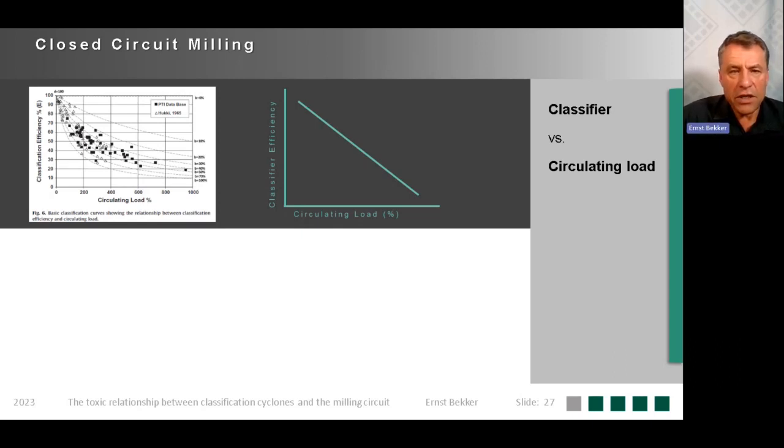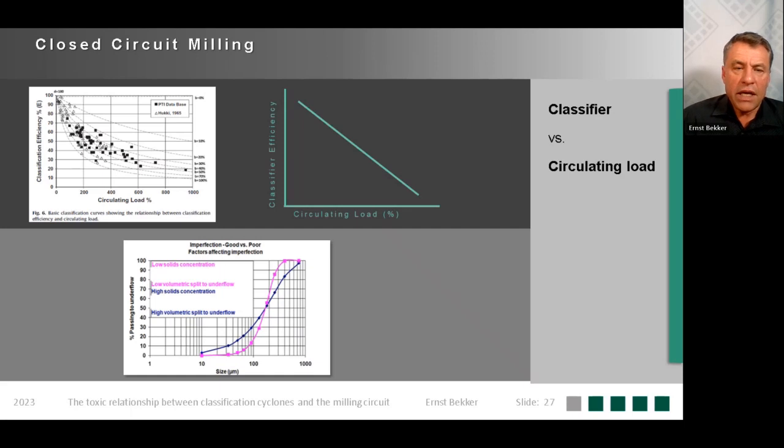Increased circulating load versus classifier efficiency. It's got an opposite trend. As the circulating load starts to increase, our efficiency declines. And that is shown by the graph on the left-hand side. So there is a balance. This increase in circulating load also impacts the efficiency of the hydrocyclone.